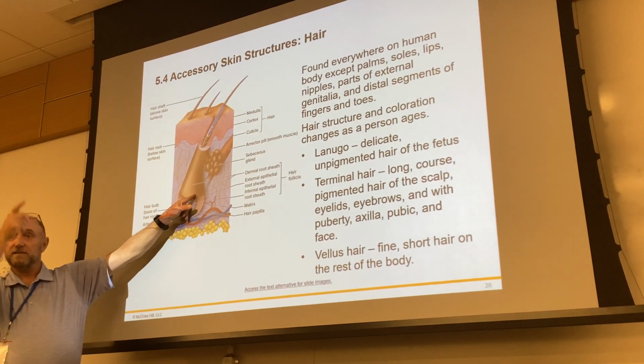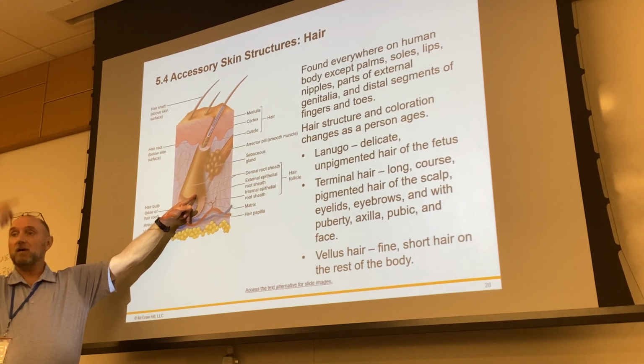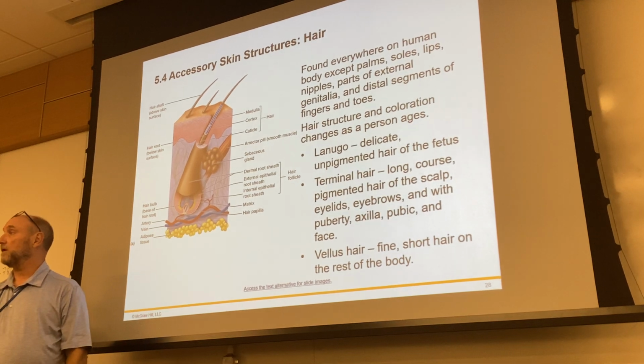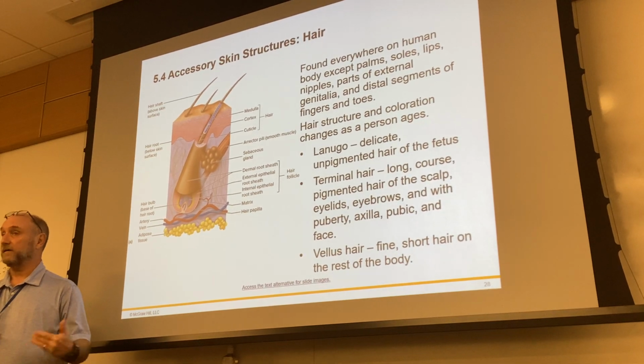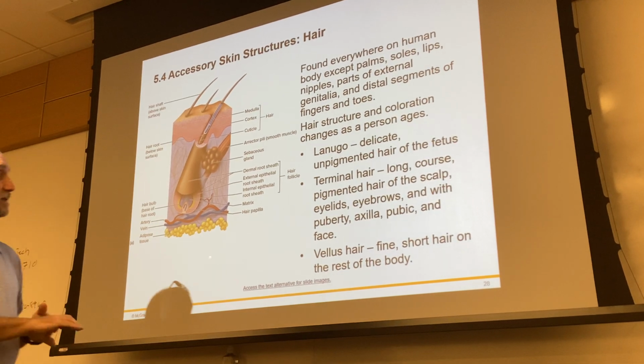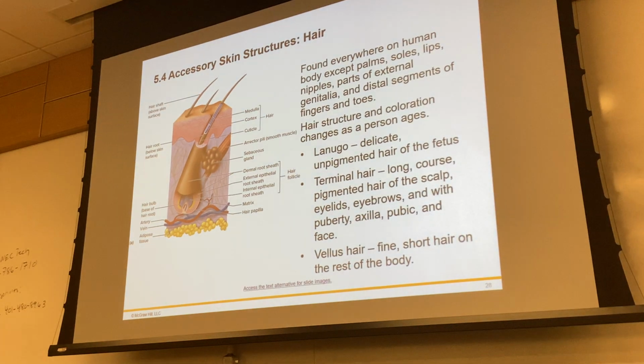The epidermis has this long invasion into the dermis, and that long invasion into the dermis is part of one of the accessory structures of our integumentary system. So there's three main integumentary system accessory structures. There's hair, nails, and glands.